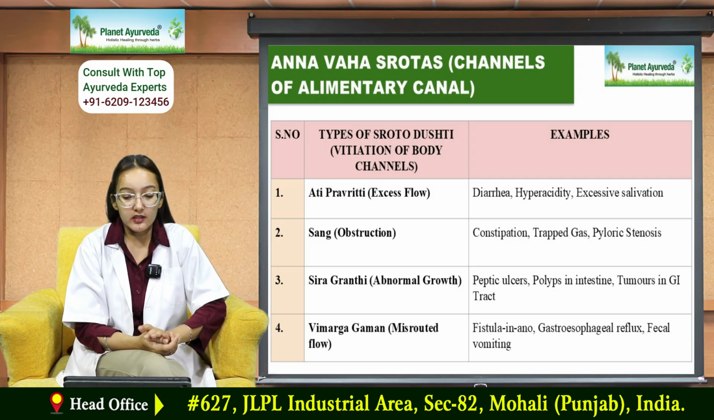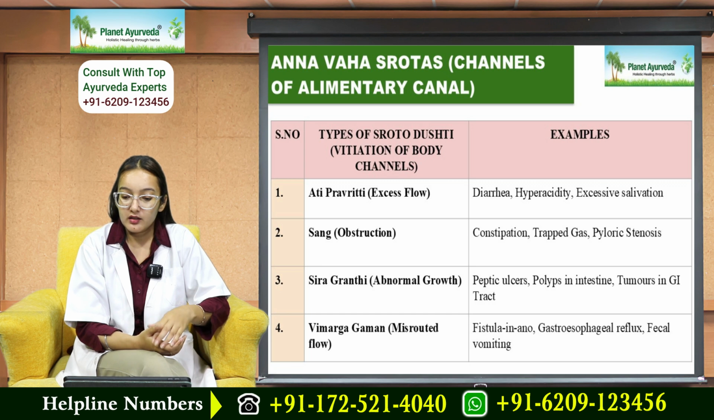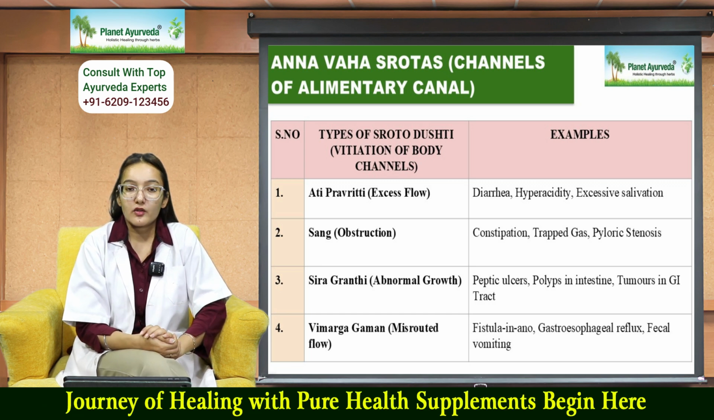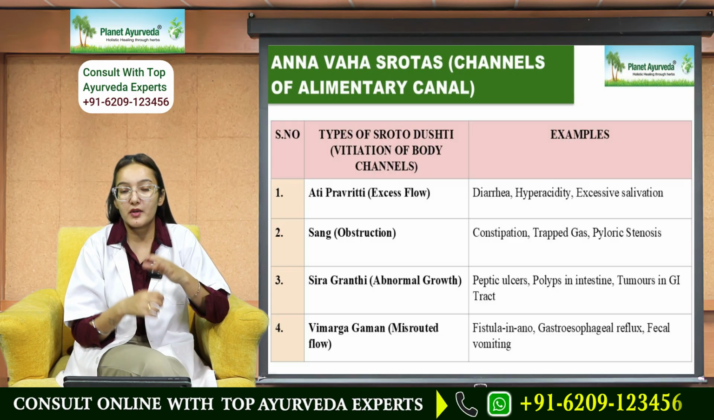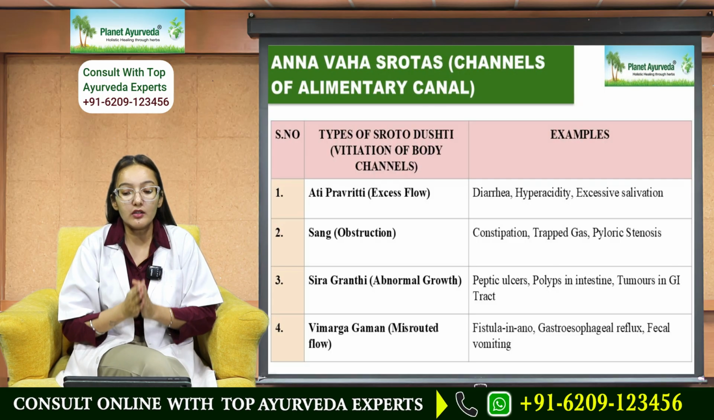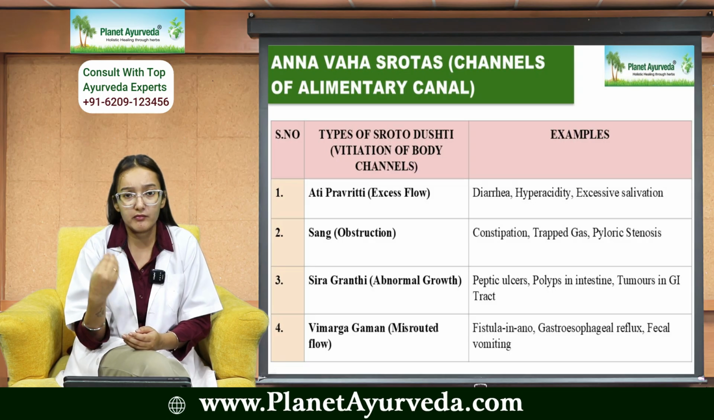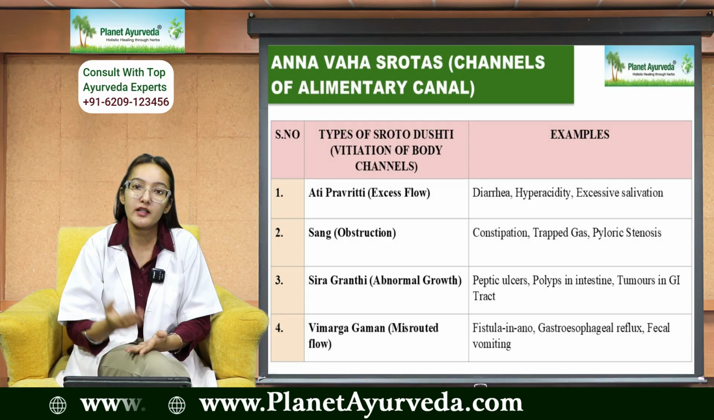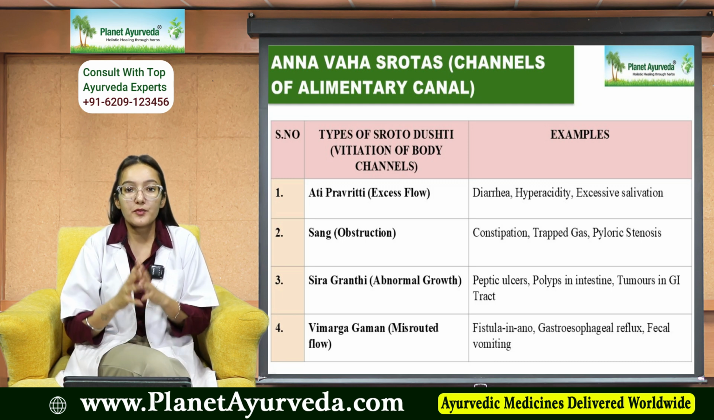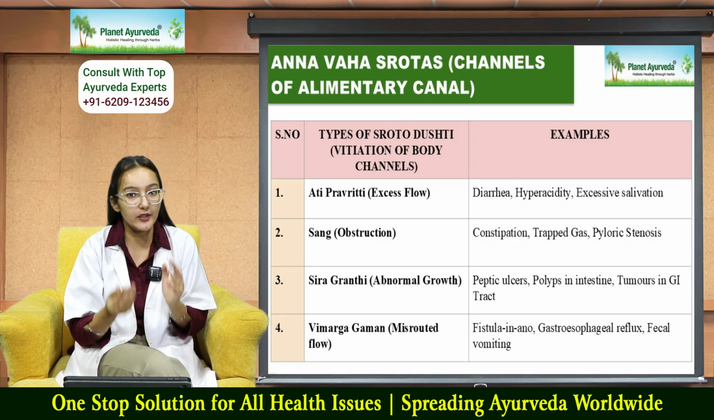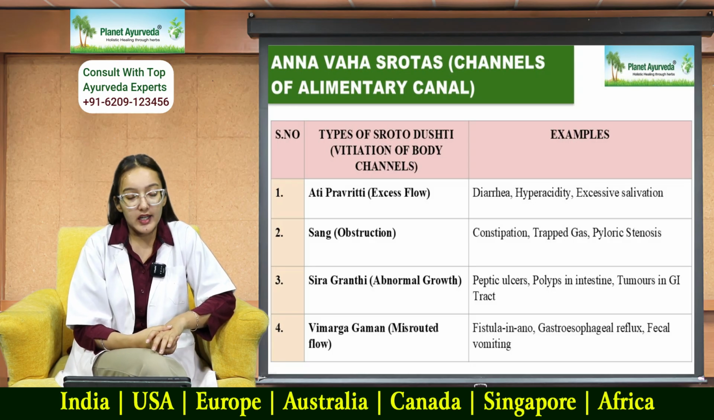Trapped gas. Definitely when there will be blockages in the GI tract, it will lead to constipation or trapped gas. Then is pyloric stenosis. What is pyloric stenosis? Pylorus is one of the parts of the stomach, the ending part of the stomach from which the stomach gets connected to the duodenum. So what is going to happen in pyloric stenosis? There will be obstruction of the pylorus part of the stomach due to any inflammation or narrowing of that pylorus part. And what happens? Pyloric stenosis will obstruct the flow of stomach content to the duodenum. So this is pyloric stenosis. This occurs due to obstruction of channel of alimentary canal.